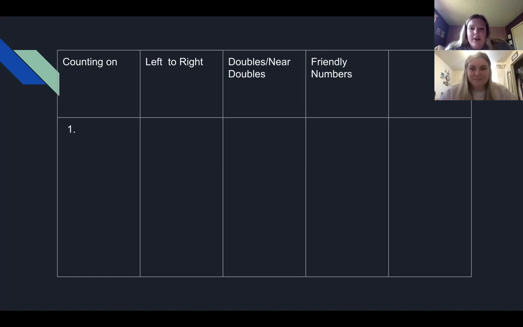Let's move on to the final little slot, which is friendly numbers. Who has a fact for me on friendly numbers? That's right. They are numbers that are easy to work with. Thank you for sharing. Anyone have an example?